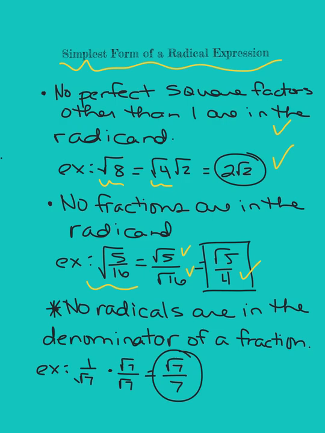Our last form of simplification today, which is going to be new to us, is we don't want any radicals in the denominator of a fraction. So for instance, if I start with 1 over the square root of 7, today we're going to learn how to rationalize the denominator. I'm going to multiply top and bottom by the square root of 7. And the reason I can do that is because root 7 over root 7 simplifies to 1, so I'm not changing the value of our original fraction. That will simplify to the square root of 7 over 7.